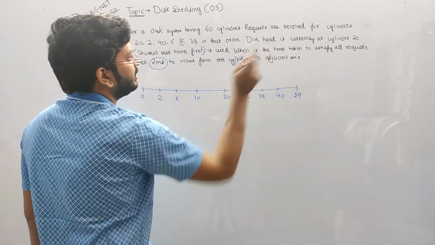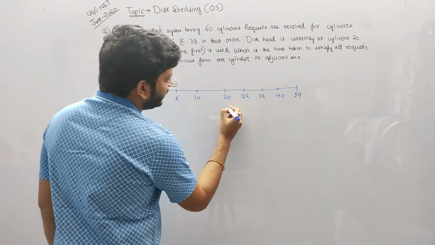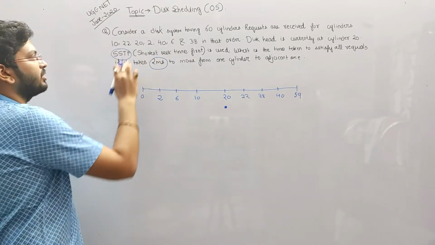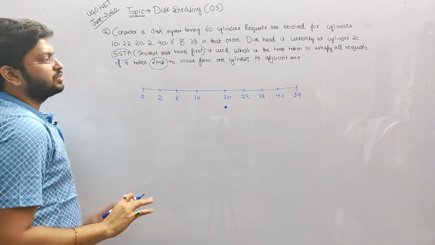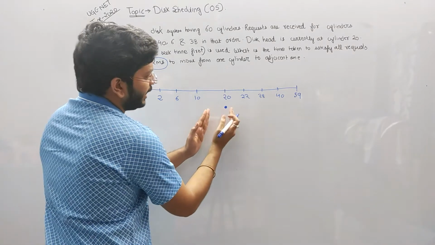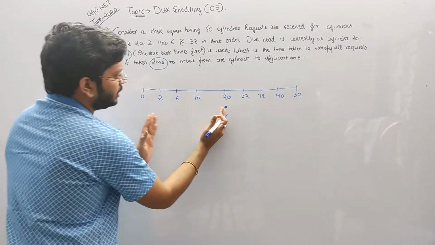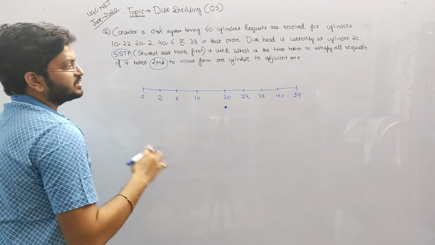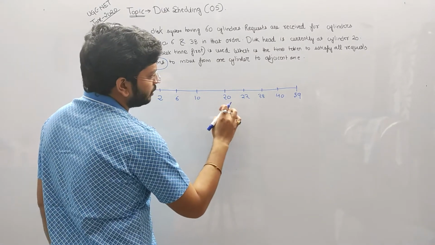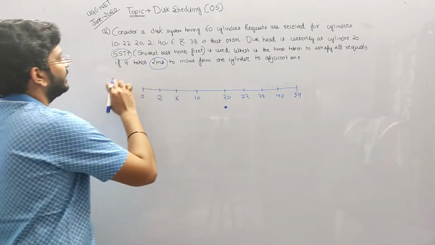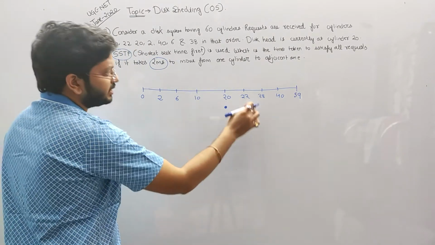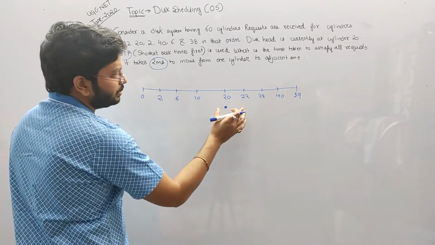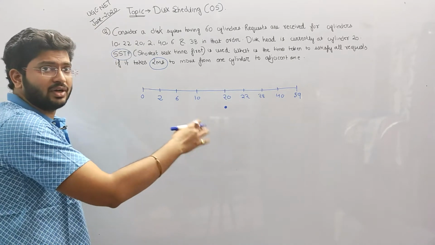The disk head is currently at cylinder number 20. So I have my disk head here, I am marking it like this. Shortest seek time first algorithm is used. So I can either go to the right-hand side or I can go to the left-hand side. But here the algorithm is shortest seek time first. Seek time is the time which I take moving from one cylinder to another cylinder, and that should be the shortest. The move with the shortest time will be taken first. That is shortest seek time first.